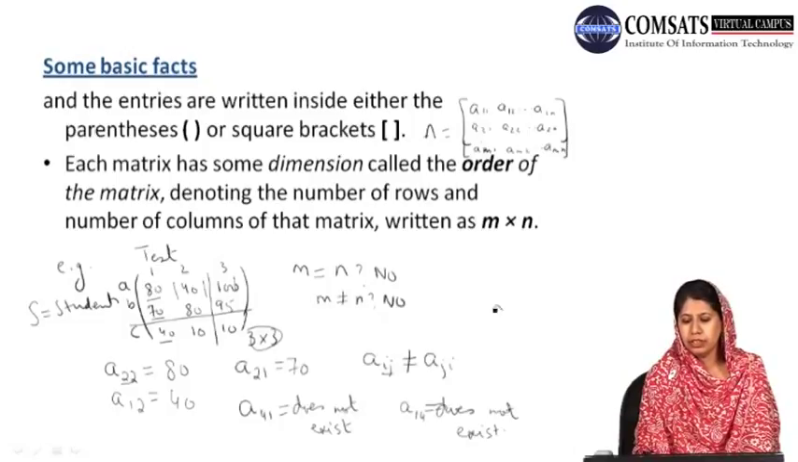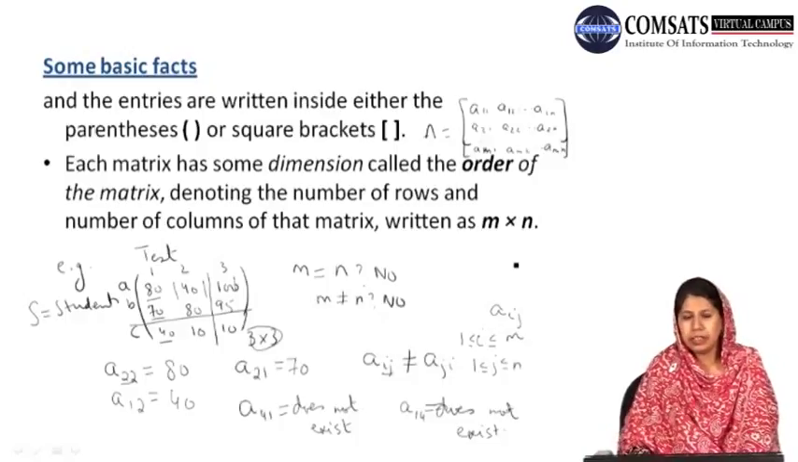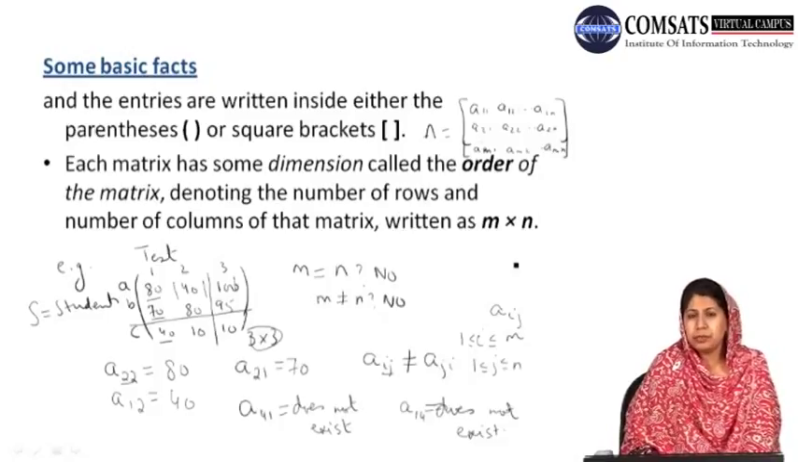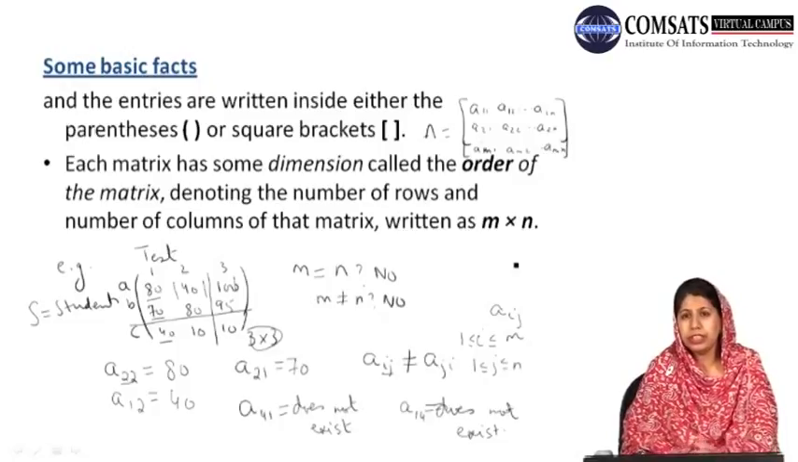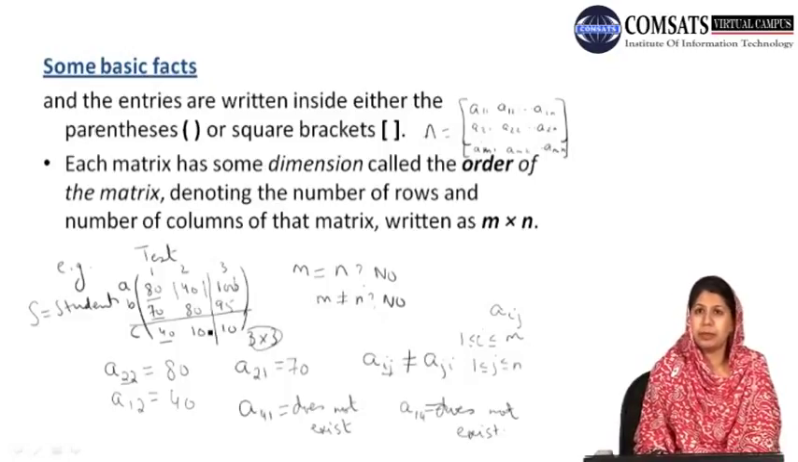That is Aij, where i can have a value between 1 and m, where m is the number of rows, and j can have a value between 1 and n, where n is the number of columns of our matrix. So now we have seen what we mean by the order of a matrix, and given a matrix, just by looking at it, we can easily see the order of the matrix and which element Aij represents.